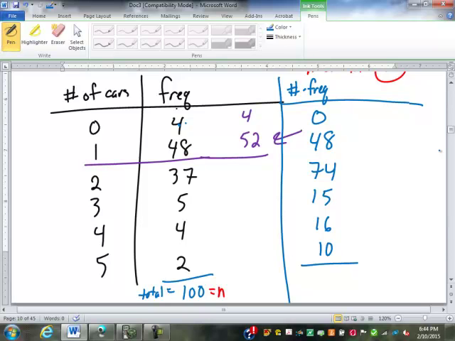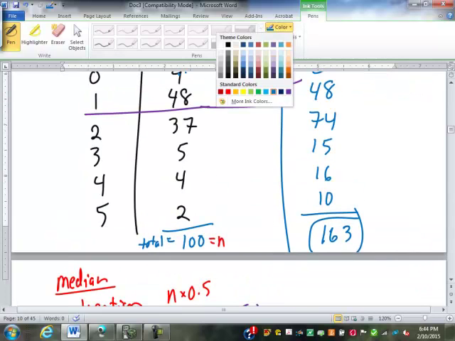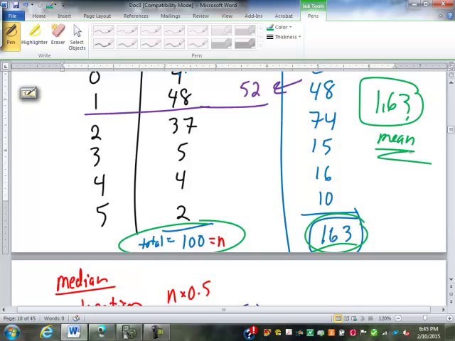So we add this up, and what do we get? I'll let you guys do it. Okay, I lied. 163? Yeah? Okay. 163 total cars. So the mean is that total divided by the total frequency of 100. 163 divided by 100 is 1.63 cars. That is our mean. Simple enough? Good.